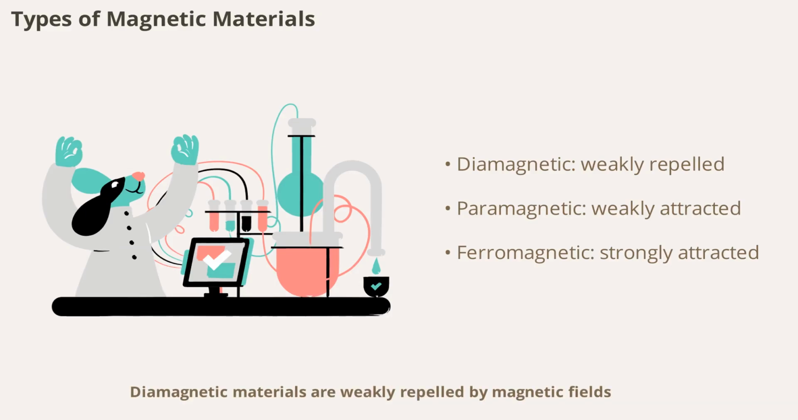Diamagnetic materials are weakly repelled by magnetic fields, paramagnetic materials are weakly attracted, and ferromagnetic materials are strongly attracted and can retain magnetization. Each type has unique properties and applications, from MRI machines to permanent magnets. Understanding these differences is essential for choosing the right material for a specific magnetic application.